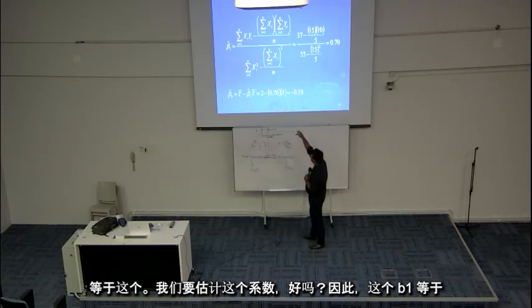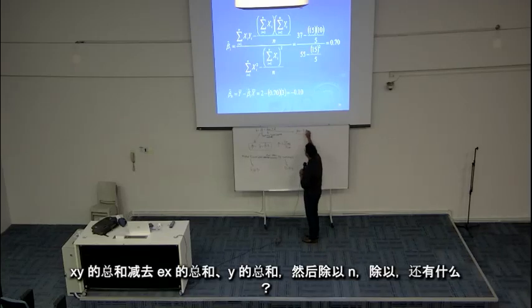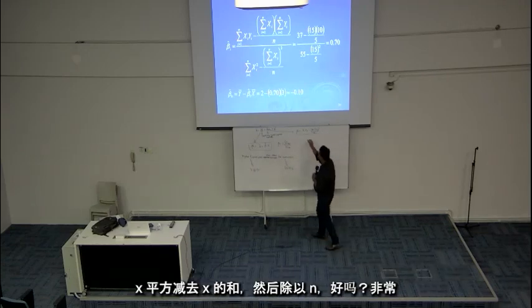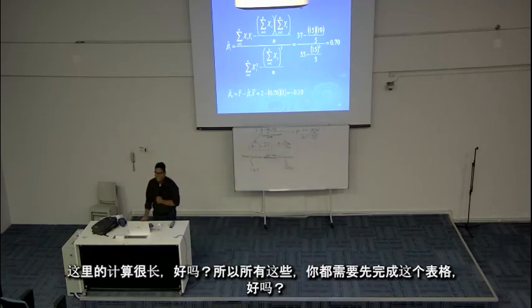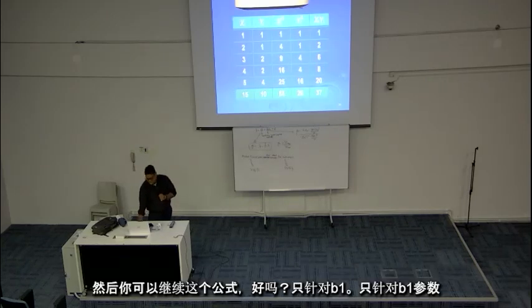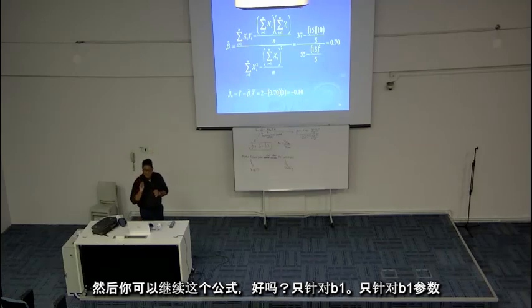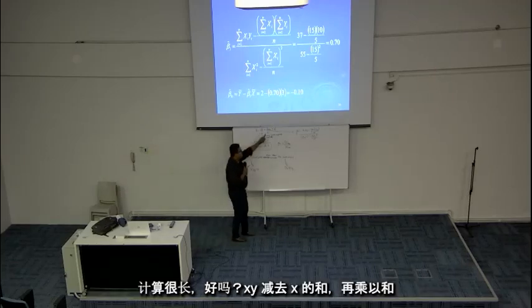The B1 is equal to the summation of xy minus the summation of x times the summation of y, divided by n, and then divided by the summation of x square minus the summation of x, the whole thing squared, divided by n. Very long calculation here. So you need to complete this table first, then you can proceed with this formula. Only for the B1 parameter is it a long calculation.